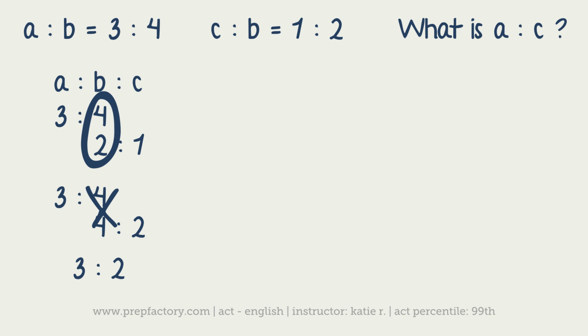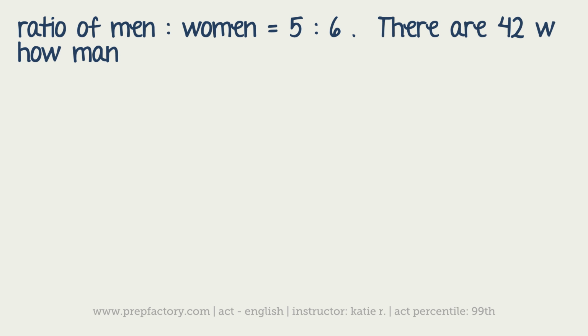Alright, so let's look at the other kind of problem I was talking about. Okay, so something like this. The ratio of men to women is 5 to 6. There are 42 women. How many people are there? Alright, so notice you've got men to women and then it throws in total people. So you're dealing with a part-to-part ratio and then it's asking you for a whole.